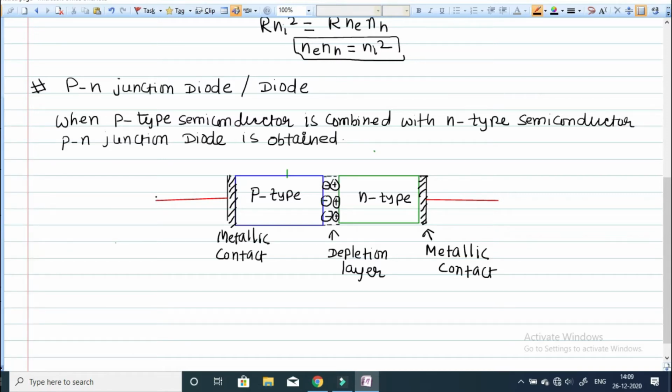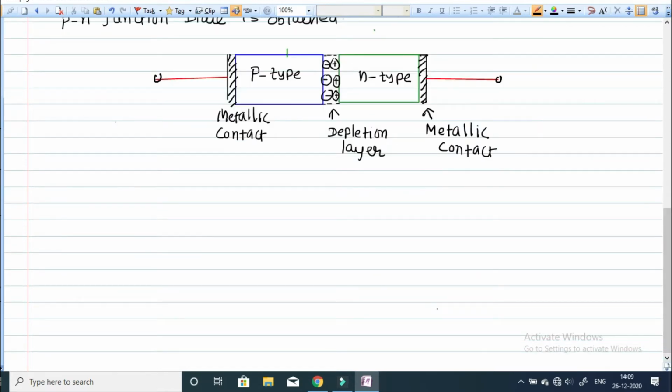How is a PN junction diode manufactured? When p-type semiconductor is combined with n-type semiconductor, then we get a PN junction. This point is known as junction. And in order to get out the connection from p-type and n-type, two metallic contacts are there, and from these two metallic contacts, two wires are taken out. And this is the symbol of the PN junction diode. A PN junction diode is represented by this symbol.